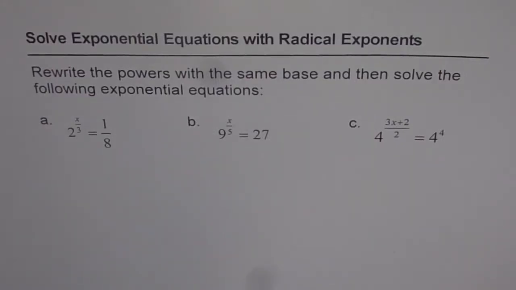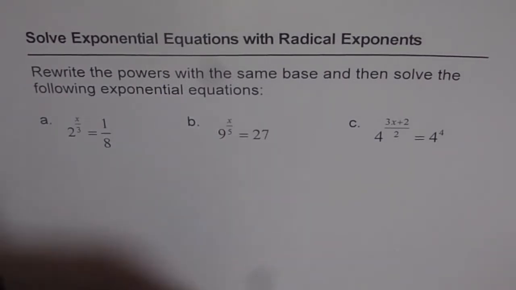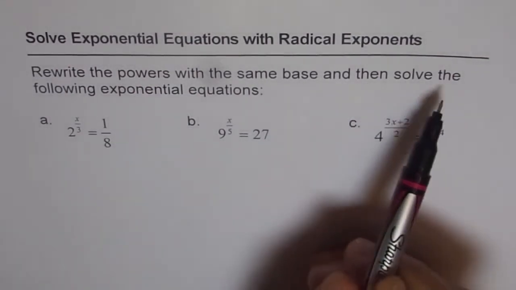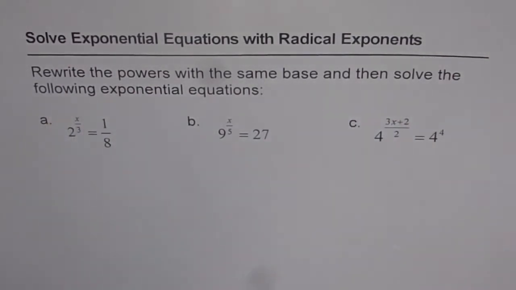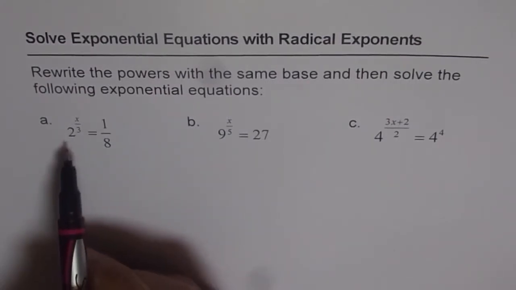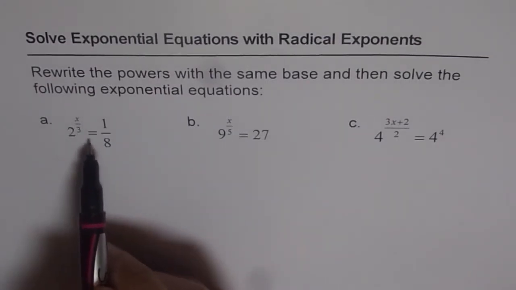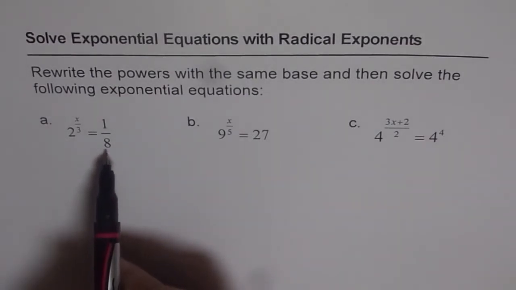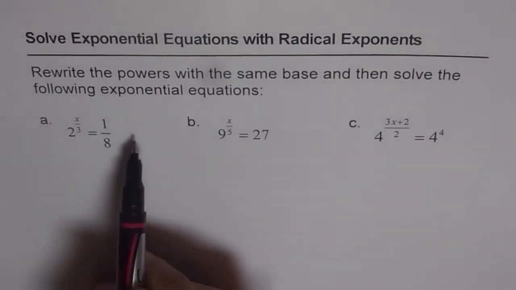Let us now try to solve exponential equations with radical exponents. Well, the method will be to rewrite the powers with the same base and then solve the equations, right? So that is what we are going to do. So first question is 2 to the power of x over 3 equals 1 over 8. So I have to write 1 over 8 as 2 to the power of something, right?